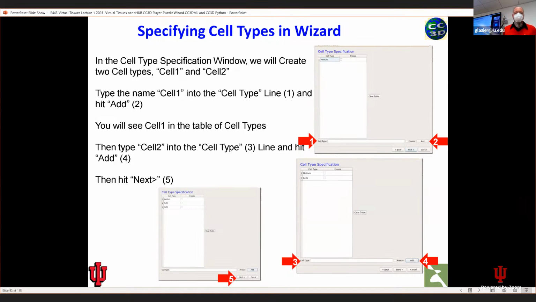And we're not going to have 1 cell type, we're going to have 2 cell types. So then type a different name. Don't use the same name. It could be cell 1 and cell 2. And again, hit add. So when you're done, you should see something like this. It could say medium, cell 1, cell 2, or whatever names you picked for your cells.